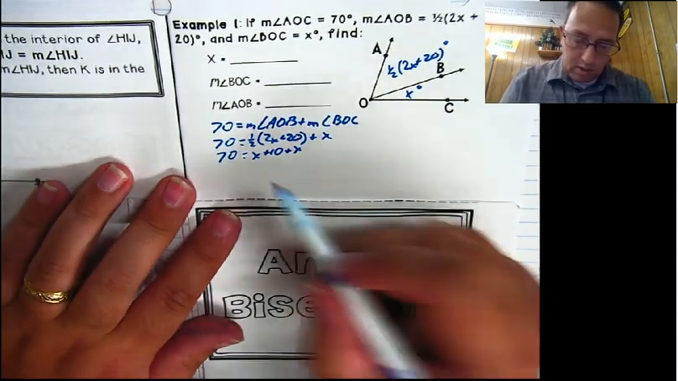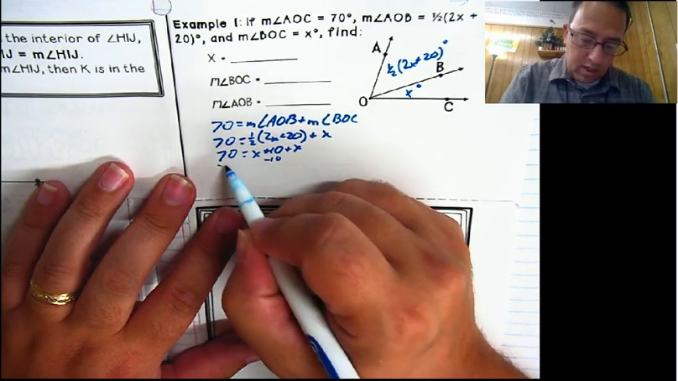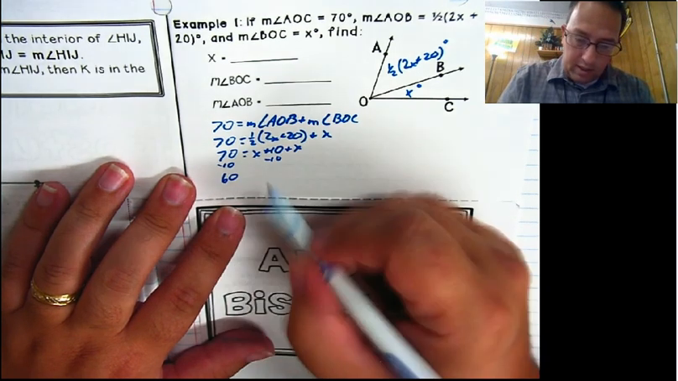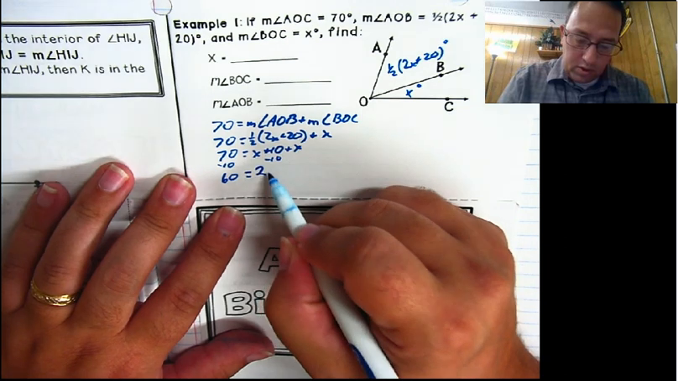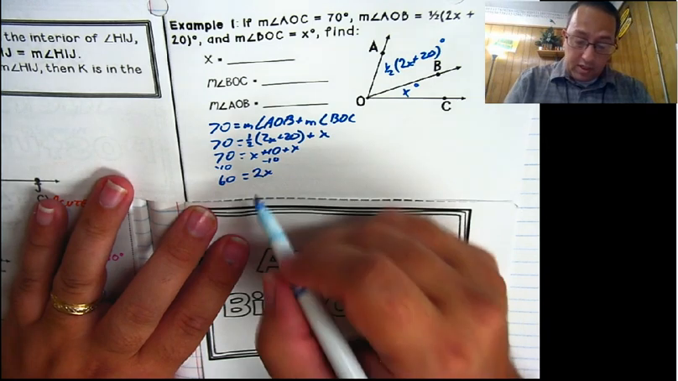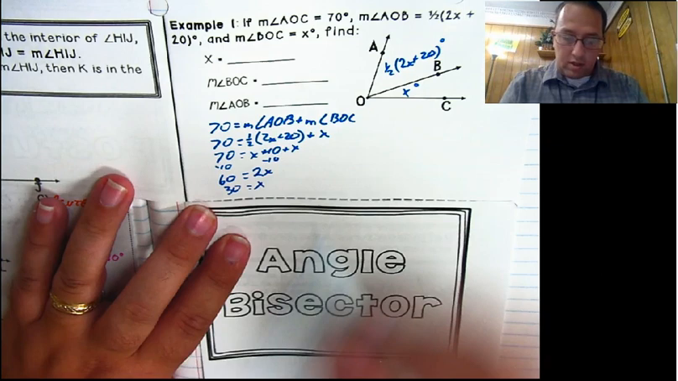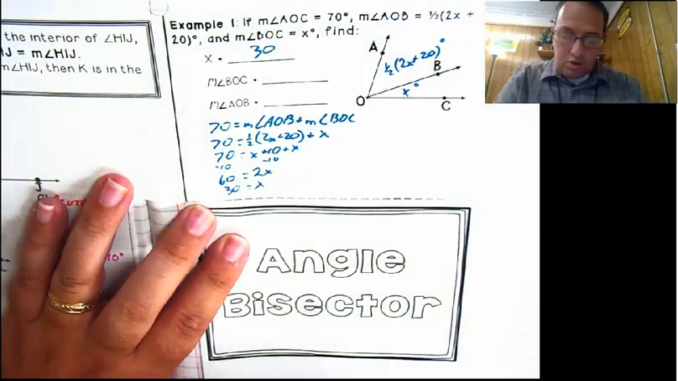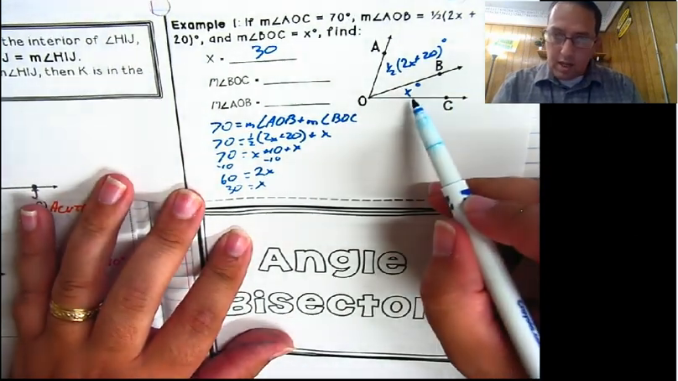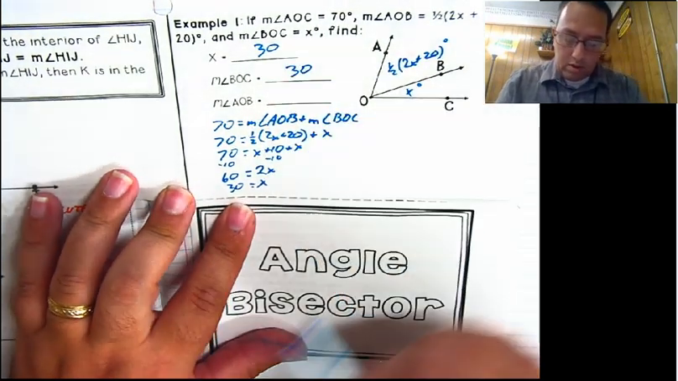Alrighty, so now let's move the 10 over to get all these x's by themselves. So minus 10, and I have 60 equals 2x, right? x plus x. So if 60 equals 2x, I can divide by 2, and x equals 30. There it is. So now I need to find the measure of angle BOC. BOC was x, and I know x equals 30, so 30.